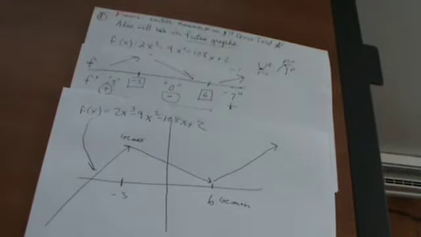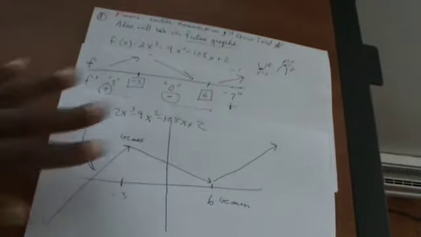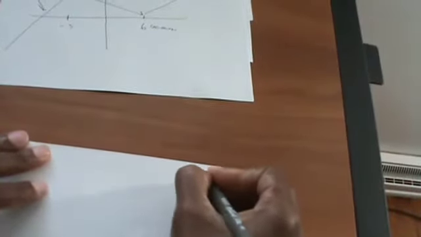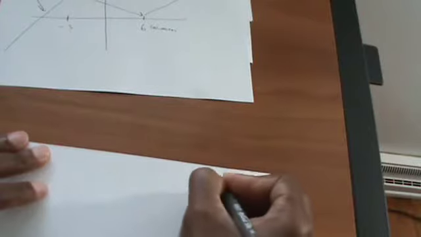Okay, so from your table, you learn that your inflection point should pop up when your second derivative is equal to 0, right? So first derivative equal to 0, that's your max or min. Second derivative equals 0, this is where you expect your inflections to come up.